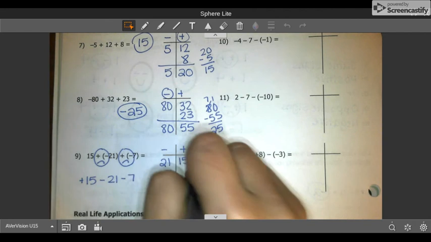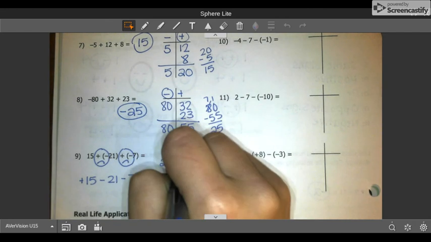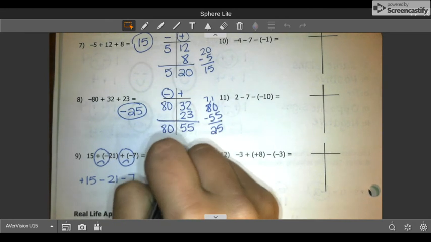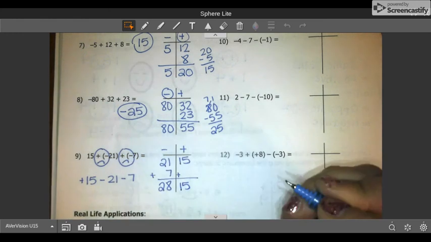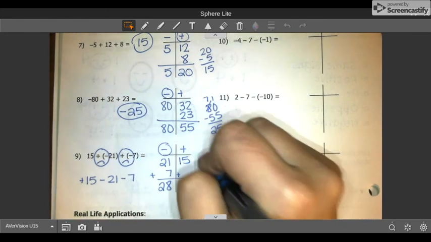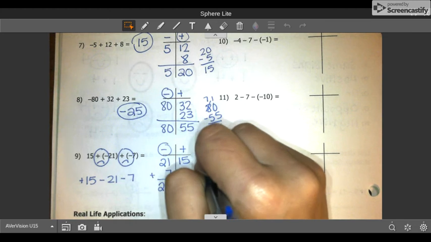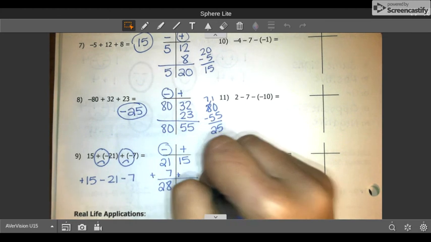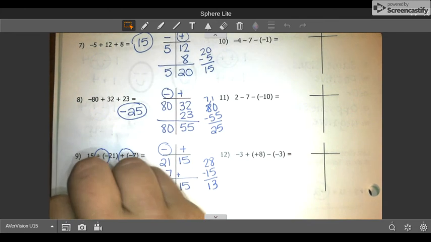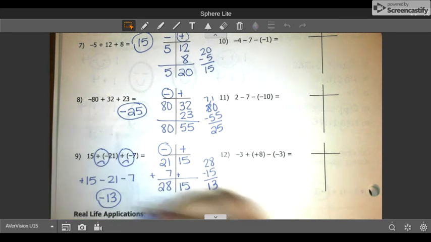So what's the final score of the game? Negatives win. By how much? 13. The answer is negatives win by 13 or negative 13.